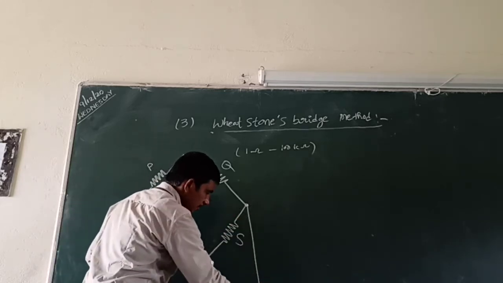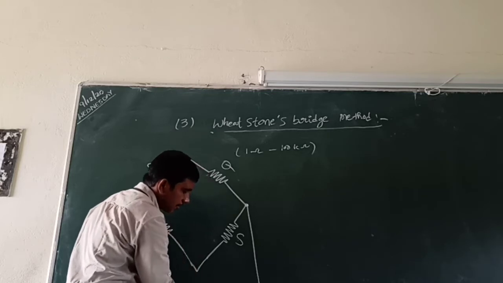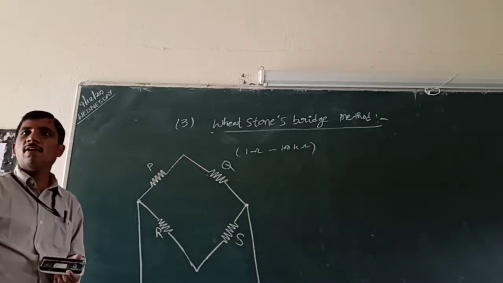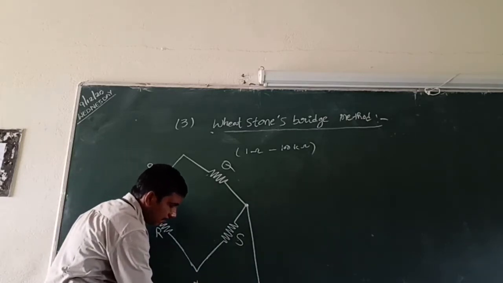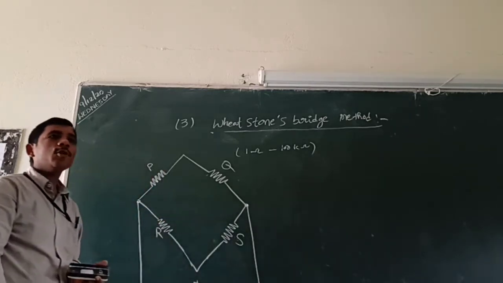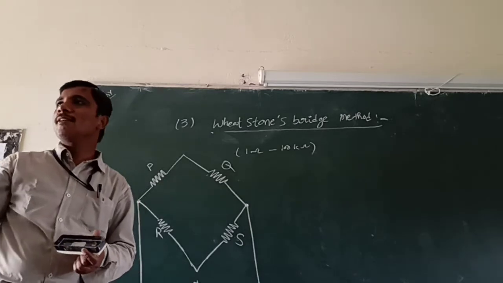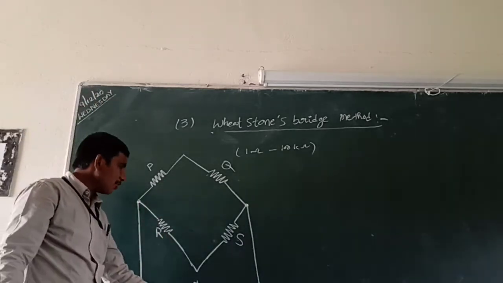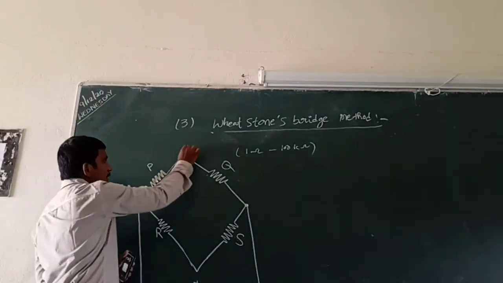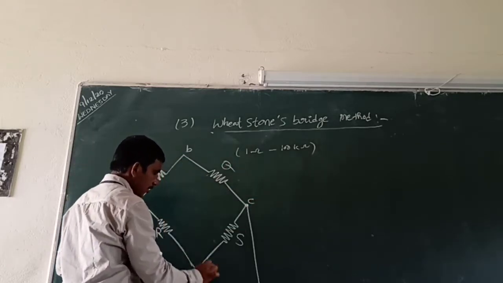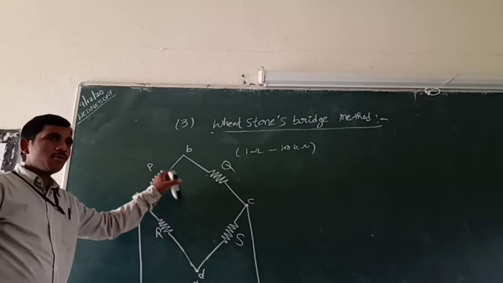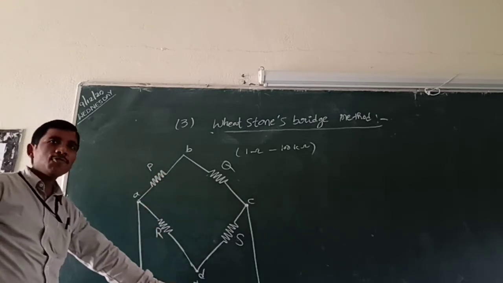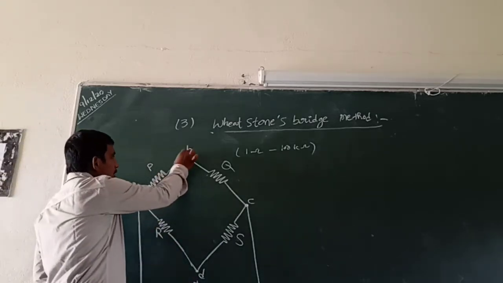Because it is a DC bridge. Wheatstone bridge comes under which type of bridge? DC bridge, it is not an AC bridge. And we have to give a supply, a battery voltage. It consists of a battery source supplied between A and C. Assume that it is D. P, Q, R, S are four resistive arms connected to a source, and we connect a galvanometer.